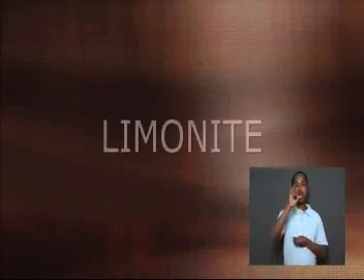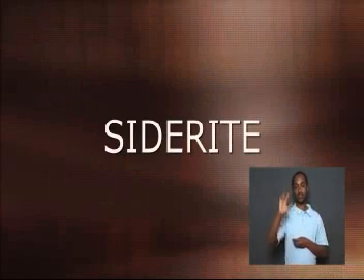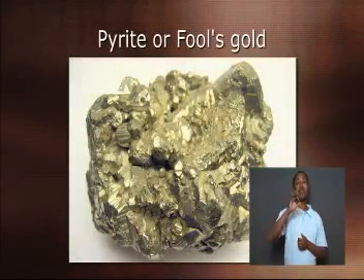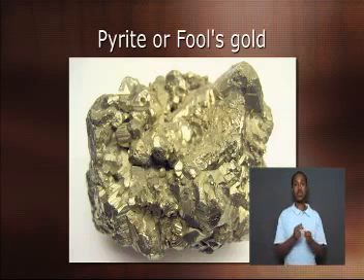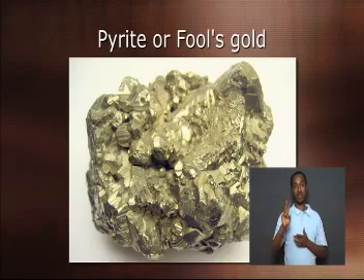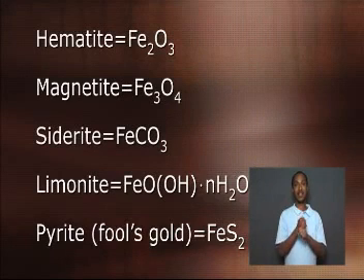Some main examples of iron ores include hematite, limonite, magnetite, and siderite. Another main ore of iron that you might be familiar with is called iron pyrite. This ore is typically referred to as fool's gold because of its golden appearance. Iron is most commonly extracted from hematite, magnetite, and siderite.